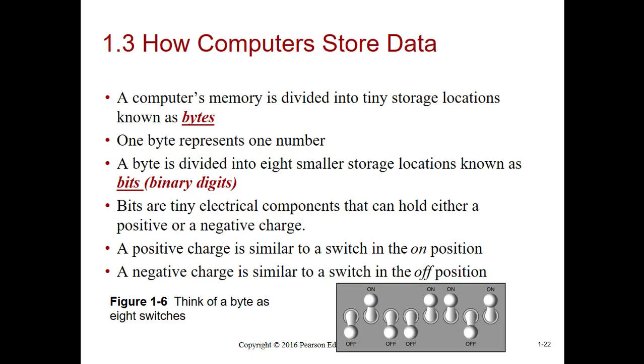A computer's memory is divided into tiny storage locations known as bytes. One byte represents one number. A byte is divided into 8 smaller storage locations known as bits, binary digits. Bits are tiny electrical components that can hold either a positive or negative charge. A positive is on, a negative is off. Figure 1-6 shows you what it looks like. 8 bits make up a byte, and that's what that figure is showing.